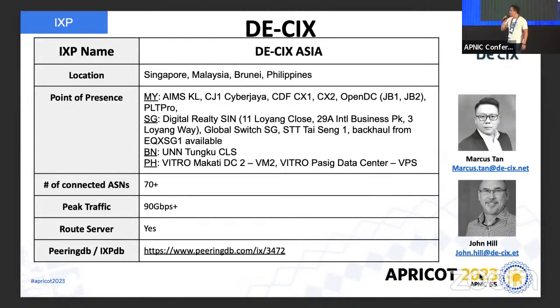At the distributed fabric itself, we have 70-plus AS numbers with a peak traffic of 90-plus gigs. For more information, please check out PeeringDB. Feel free to reach out to me for any more information. Thank you very much.